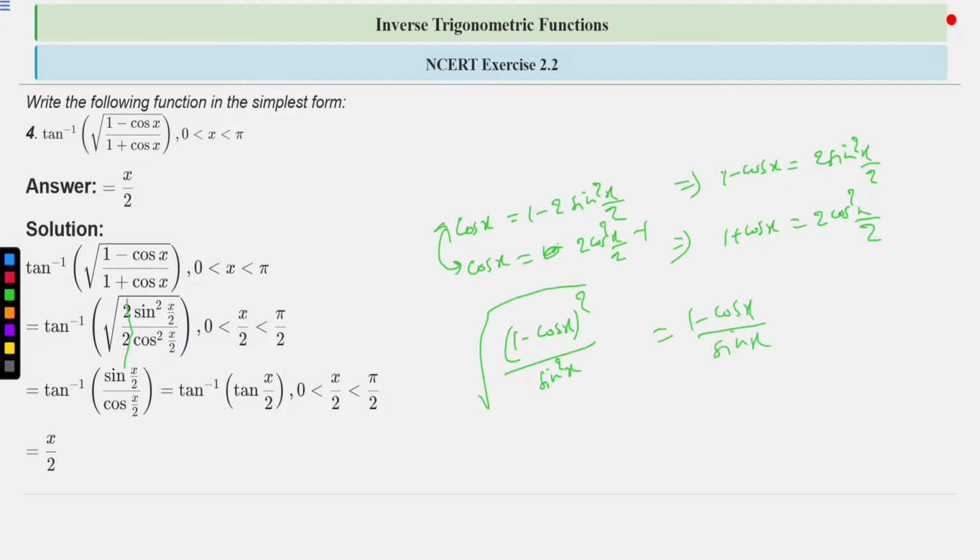Now what will you do? Now you can write 1 minus cos x as 2 sin square x by 2, right? And sin x can be written as 2 sin x by 2 cos x by 2, right? So the 2 and sin x by 2 will cancel out, and you will get tan x by 2, right? So you can also solve this by rationalization, right? Clear? Again we are getting tan x by 2. Got it? So rationalization will also work here. Is it clear?